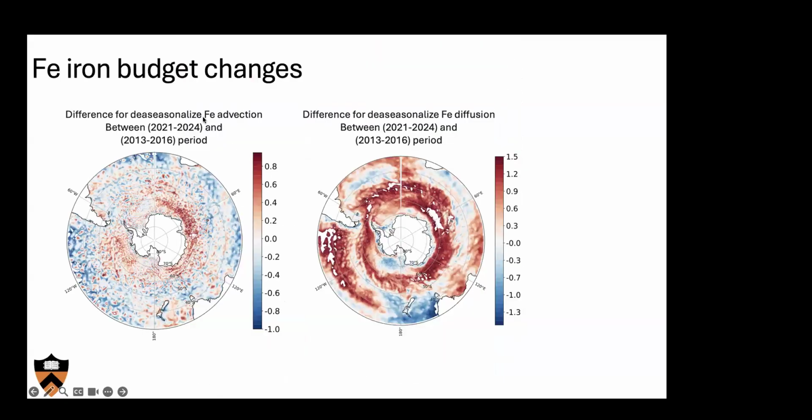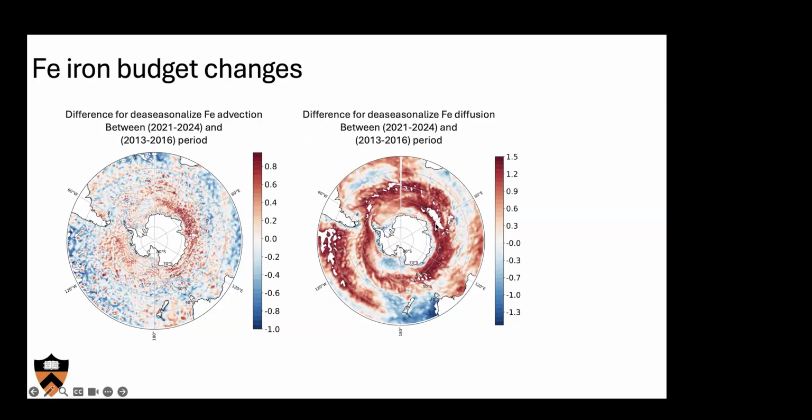So for this reason, we look into the iron budget in this case. In the iron budget, we have both iron advection and iron diffusion. We emphasize much more the dependence on the iron diffusion because the advection is actually stronger only in a very localized region of the Southern Ocean. What we show here is the difference in iron diffusion between the last 3 years of the BSOSE simulation and the first 3 years of BSOSE.